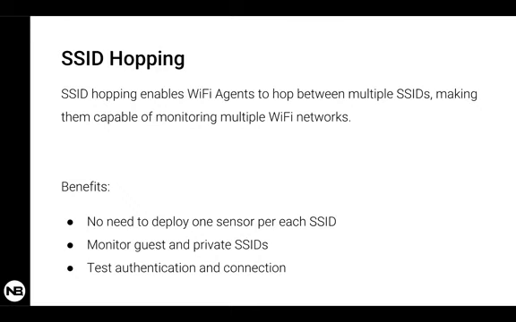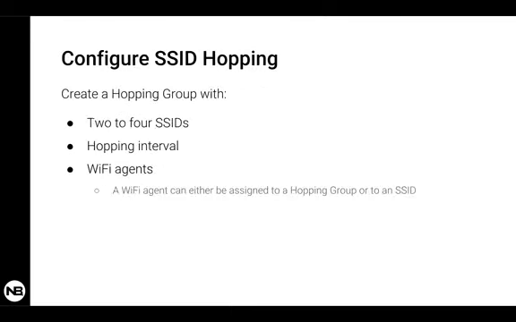So how can you monitor SSID hopping in NetBeez? This is a new feature that was released in 1.5. To create a hopping group, that's how you monitor multiple SSIDs, you have to select 2 to 4 SSIDs, so Wi-Fi networks that you want to monitor. You select the hopping interval expressed in minutes, and then you select the Wi-Fi agents.